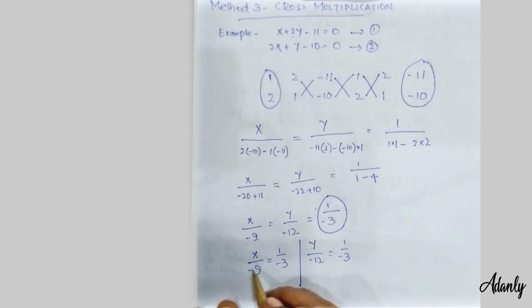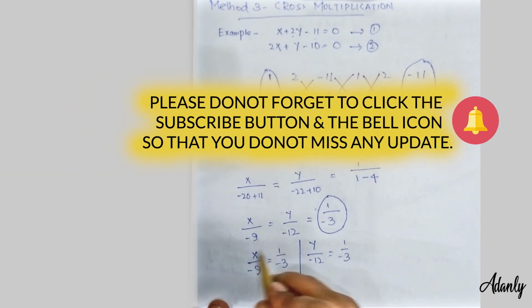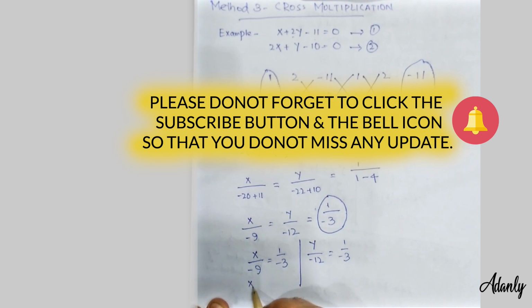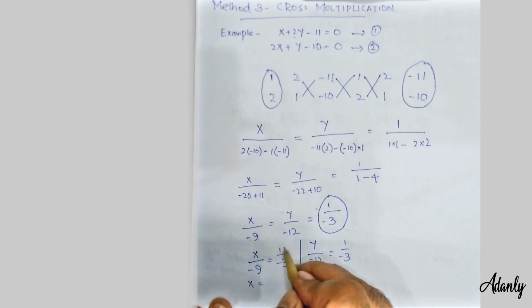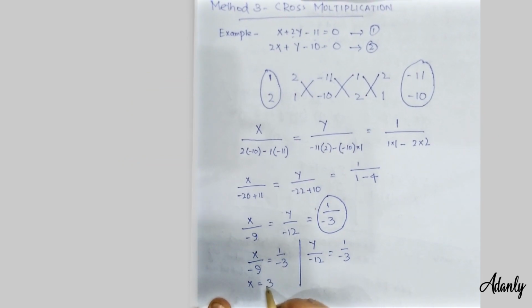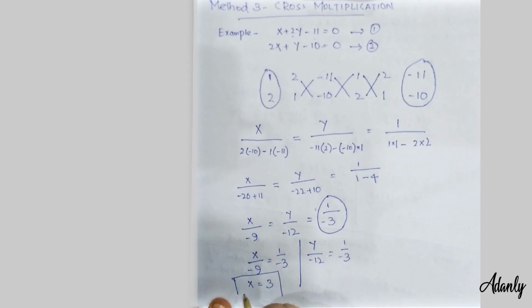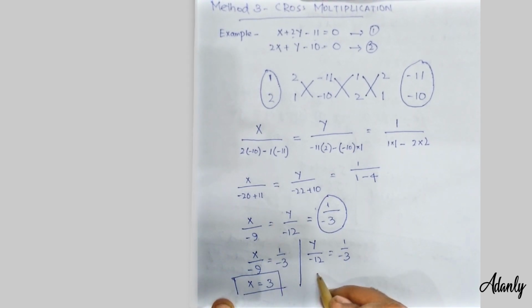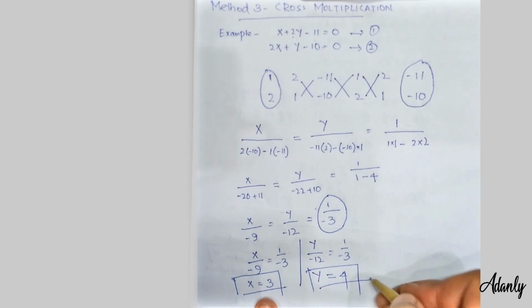Now multiply this whole equation by minus 9, so this will get cancelled with that minus 9, and so we will have x equals minus 9 divided by minus 3, which will give us 3. So the value of x comes out to be 3. Now on this side we will multiply the whole equation by minus 12, so we'll have y over here as minus 12 will get cancelled, and minus 12 divided by minus 3 will give us 4. So the value of x is 3, whereas the value of y is 4.